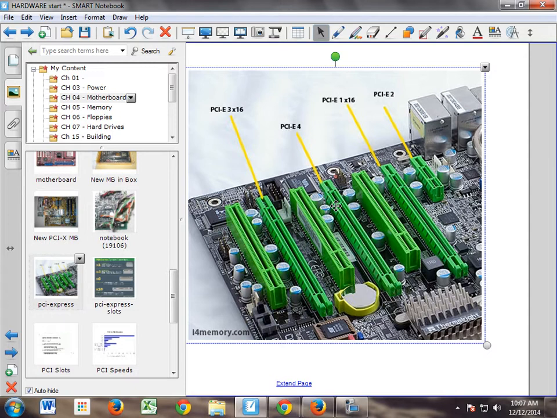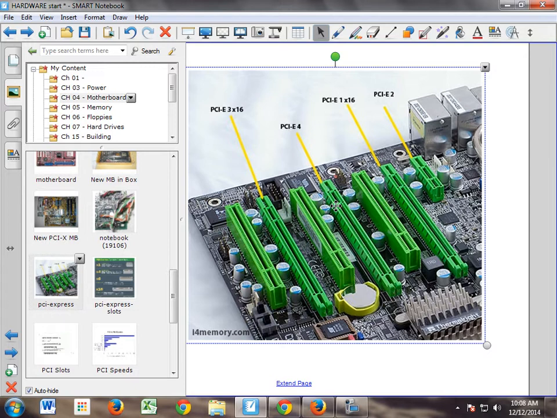Yes, you don't know. They're exactly the same size. X16s and X8s are exactly the same size. X4 is smaller, X2 is smaller, and X1 is the tiniest one you can get. The difference between X1 and X16 is the expansion capability: the speed is 16 times faster.